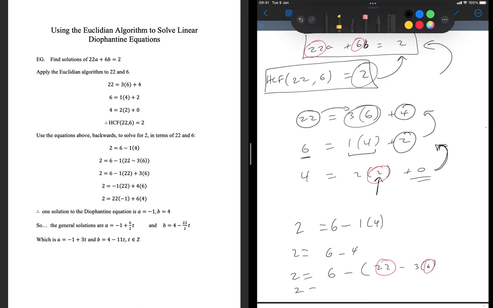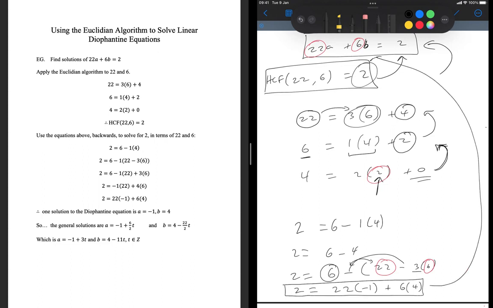So we know that 2 is equal to 22 times negative 1, because that's negative 22. And then we've got 1 lot of 6 plus 3 lots of 6. That's 4 lots of 6. So what we've just done is we've written the original Diophantine equation, but now instead of values of a and b, we have negative 1 and 4. So what that means is we have found the first solution of the Diophantine equation.